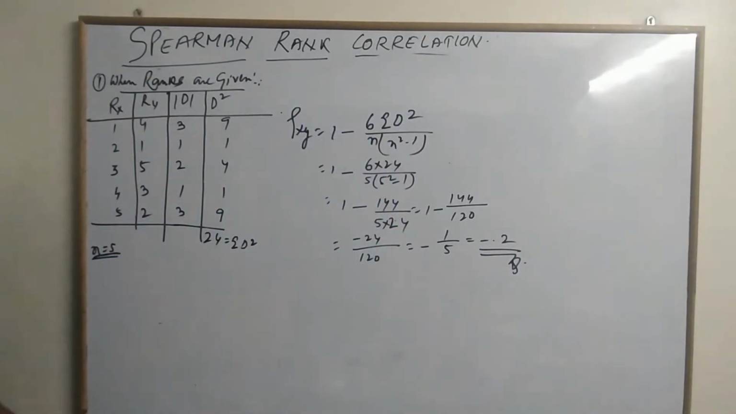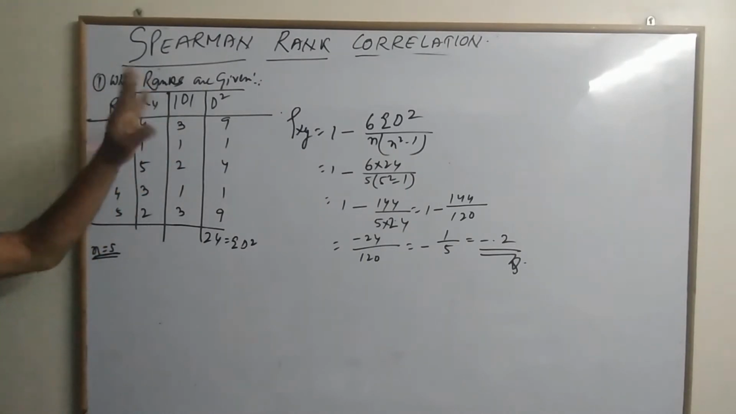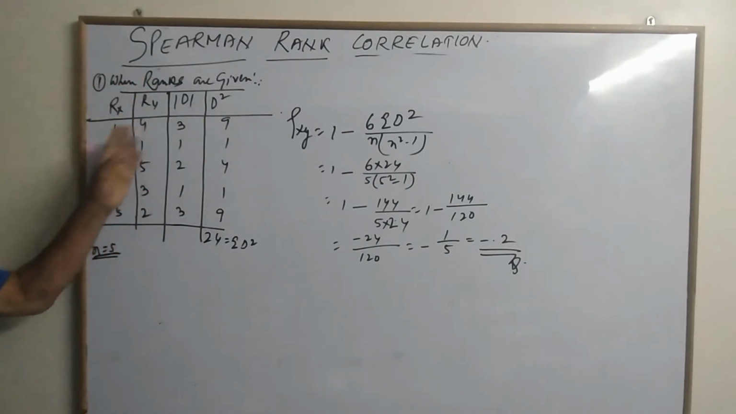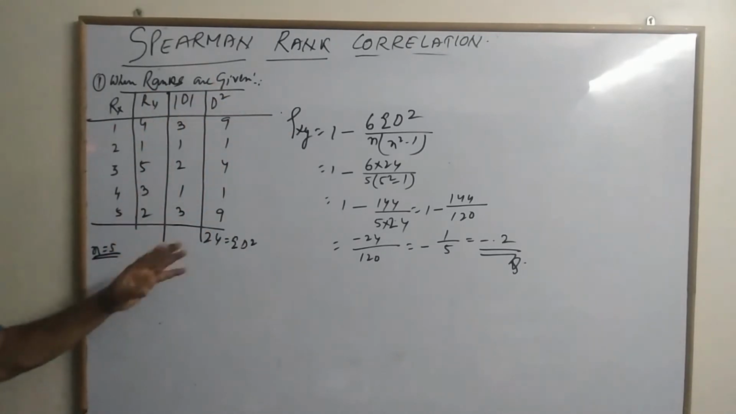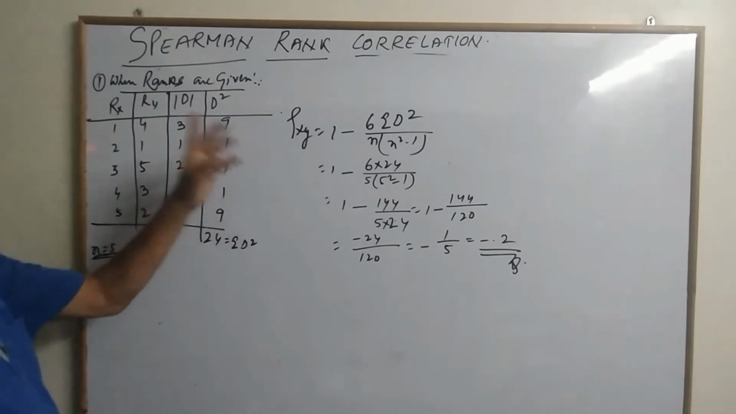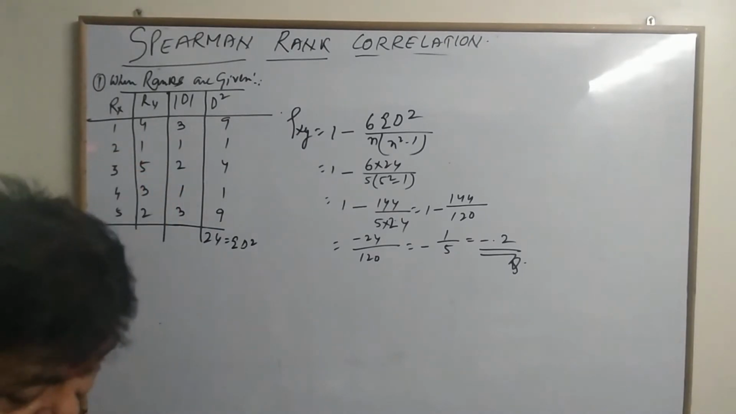So when the ranks are given, it is quite simple. We just calculate D, ignoring the negative sign because that has to be squared up. So D and D square, and by simply using this formula, we get the Spearman rank correlation, rho xy. So this is the case when the ranks are already given.